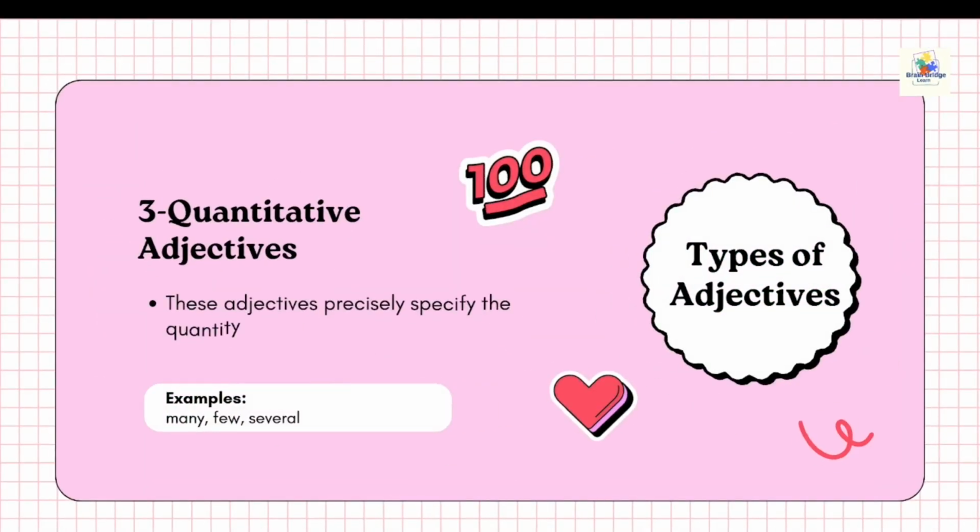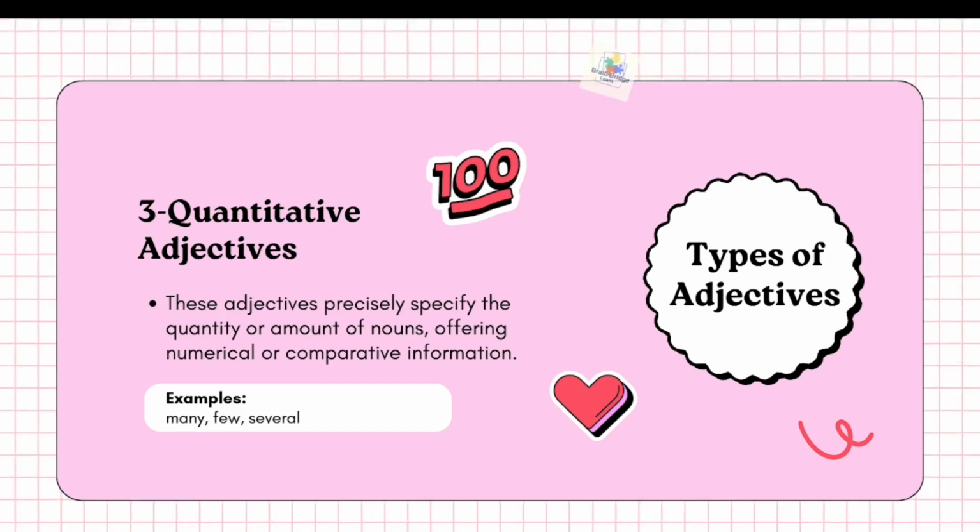Then we move on to quantitative adjectives. These adjectives precisely specify the quantity or amount of nouns, offering numerical or comparative information. Some examples are many, few, several. Some more examples can also be numerical, like here in the definition, there are 5 apples, so 5. There are many apples, there are few apples, there are several apples.